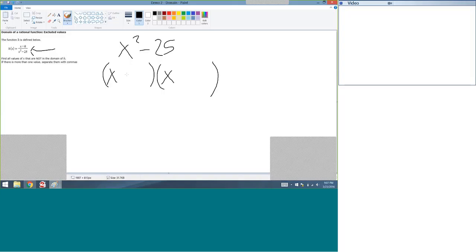We have x, always a plus and minus, and then our square root of 25 is 5. So when we set that to 0 to see what that equals, we end up with 5 and negative 5. So those are the two numbers we can't use in this particular rational function. Any other number would work except for these two, because if we plug them back into the original, we would end up with a 0 in the denominator, and we can't have that.